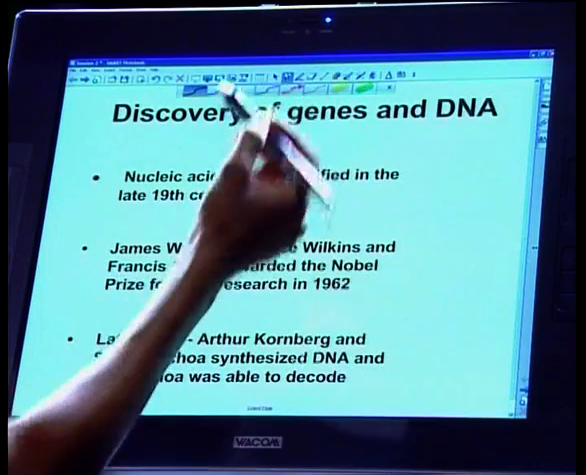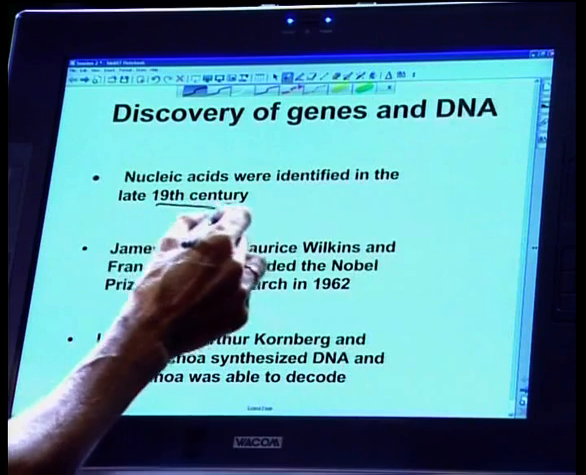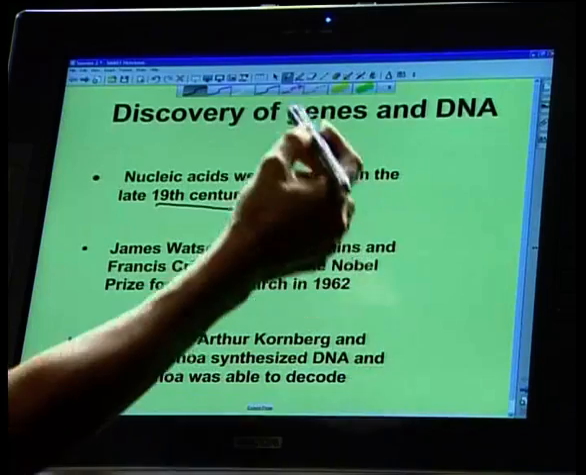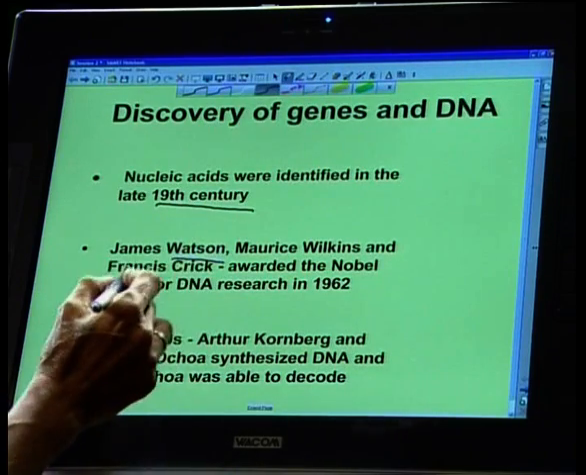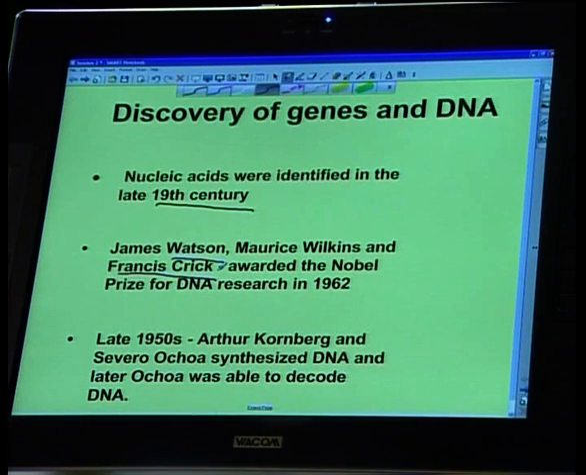First of all, we're going to look at our nucleic acids, and they were first identified in the 19th century. Now, these are things that they can ask you in the exam in multiple choice, for example. Then we have James Watson and Francis Crick, and then Maurice Wilkins also had a part to play in the whole process.